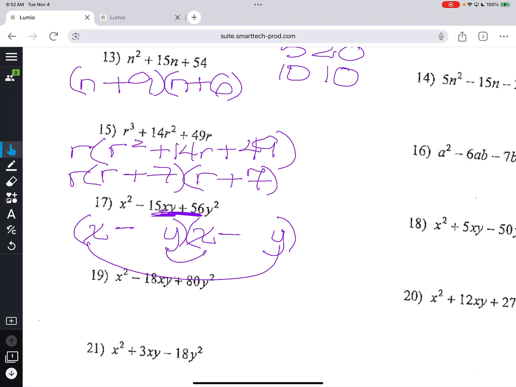Now, two factors that equal 56, that when you add, you get 15. Is there one? 8 and 7. Excellent.